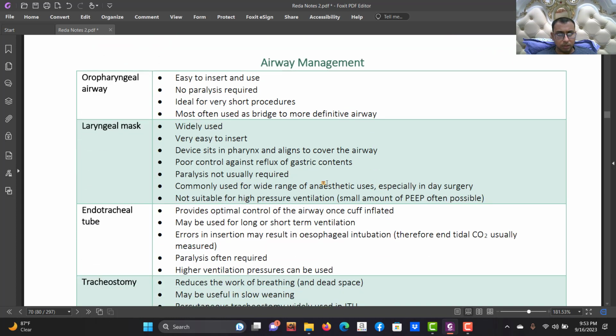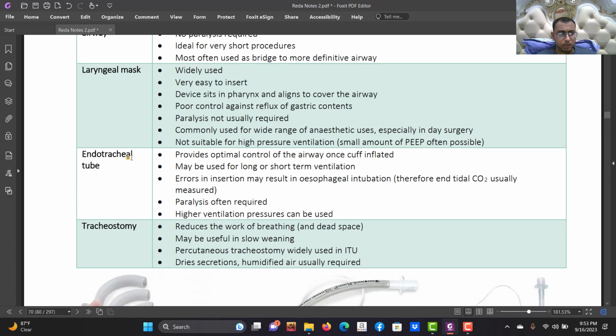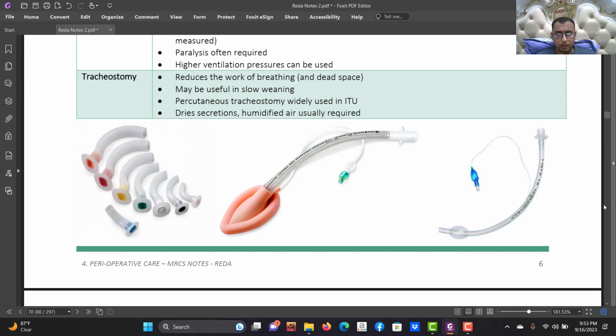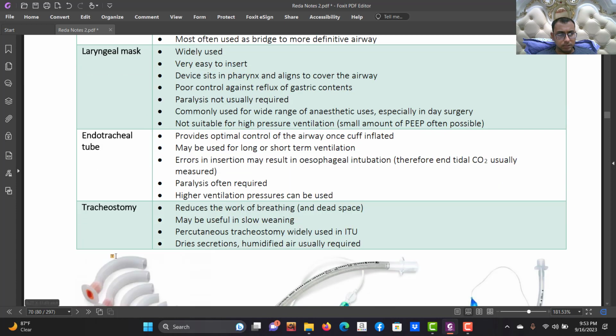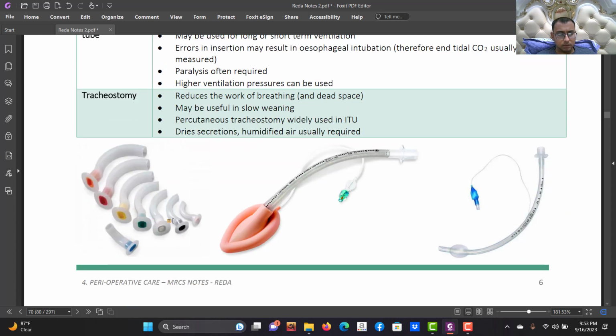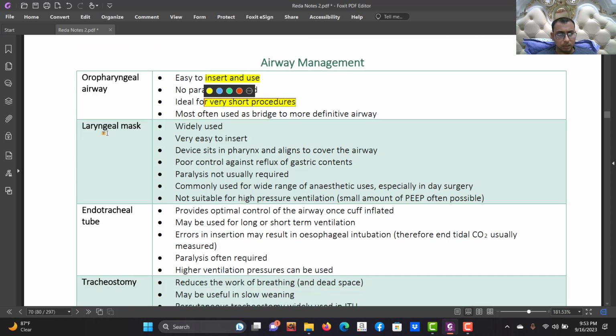Now this is airway management. Airway can be managed in different ways, that is oropharyngeal airway, laryngeal mask, endotracheal tube, and tracheostomy tube. Here you can see the endotracheal tube, and this is the laryngeal mask. The oropharyngeal airway maintains the airway, acting as a tongue depressor. It is easy to insert and use, no paralysis required, ideal for short procedures. And the laryngeal mask is widely used, very important, very easy to insert.